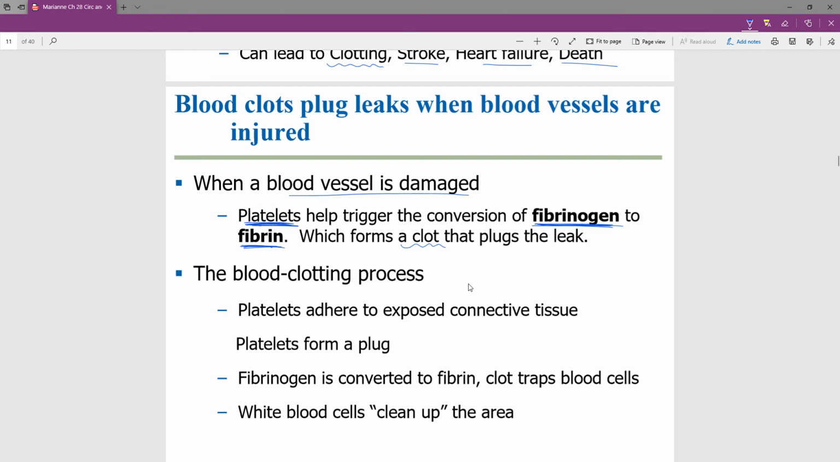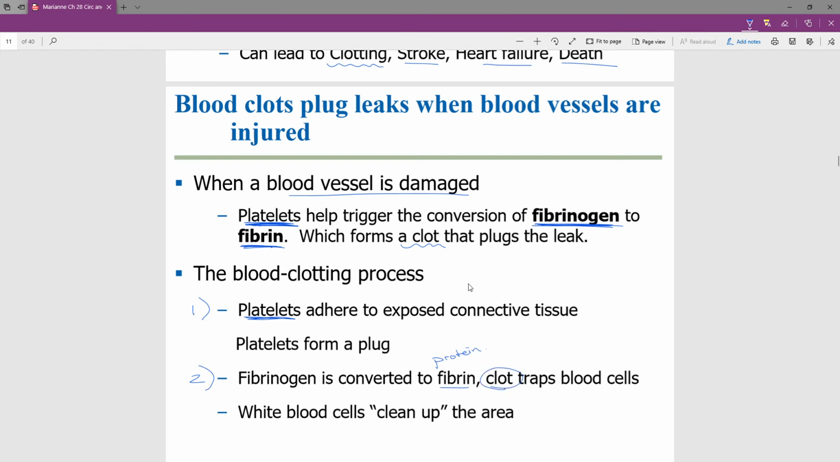We're going to talk about the blood clotting process as being, first off, we have the platelets, those little cell fragments adhere, they're sticky to the connective tissue, and the platelets are going to form a plug. The next thing that's going to happen is this fibrinogen, this precursor, is going to be converted to the protein fibrin, and the fibrin is going to be that clot.